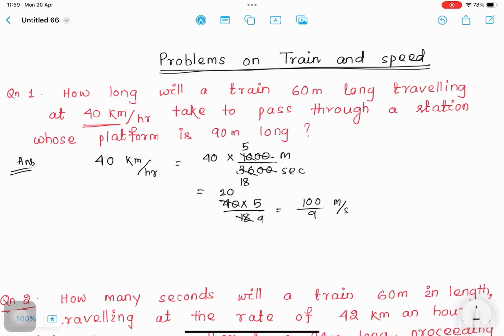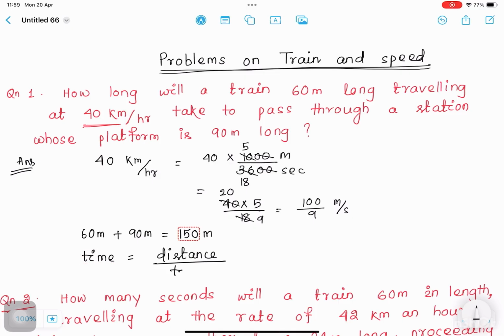Now the train length is given 60 meter and platform length is given 90 meter. So both we have to take, means addition of both, because the train will enter, then the train will cross, so platform plus the train length. So distance will be 60 plus 90, 150 meter.